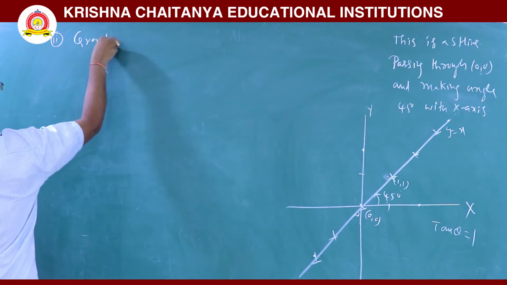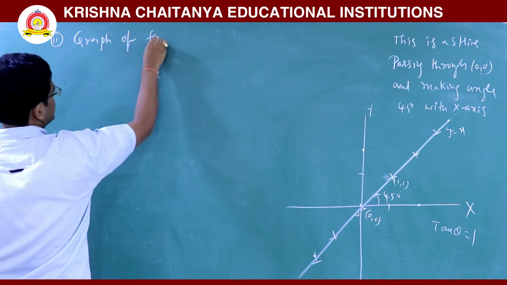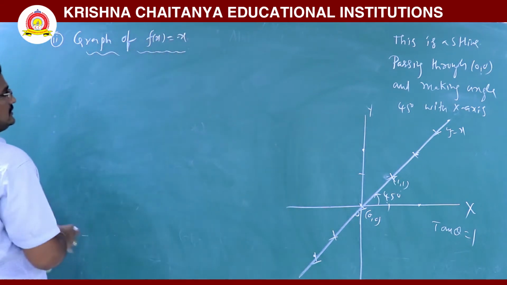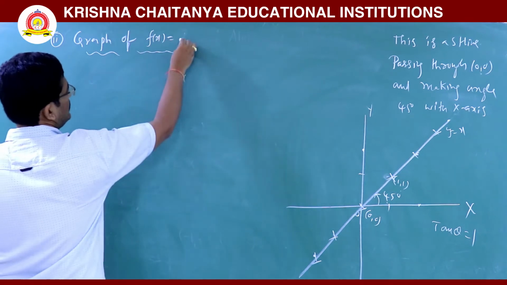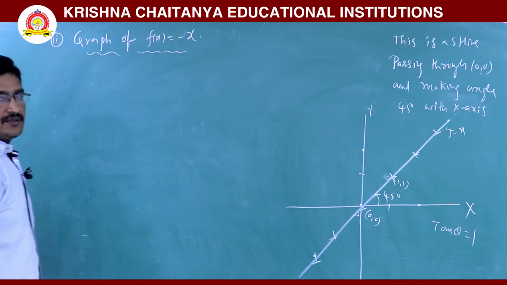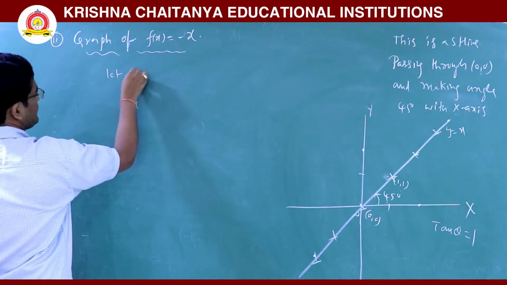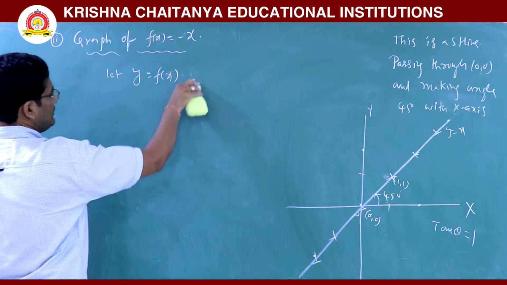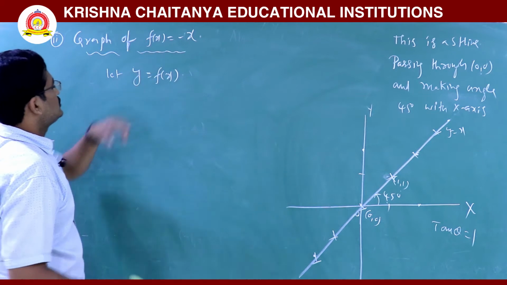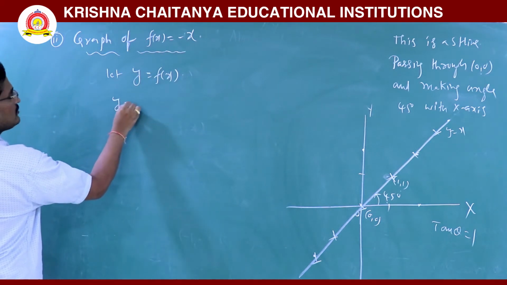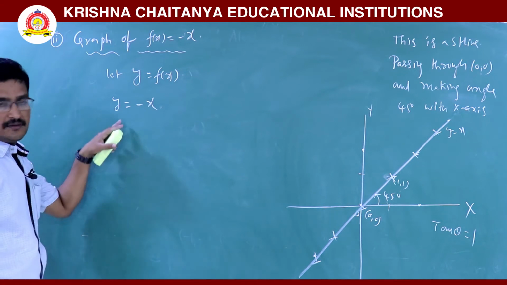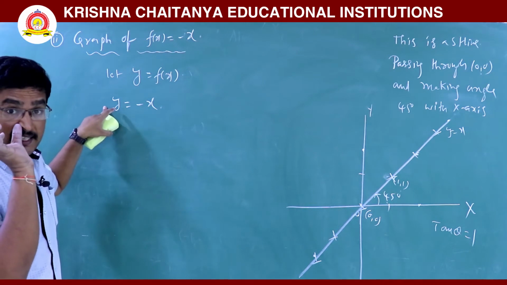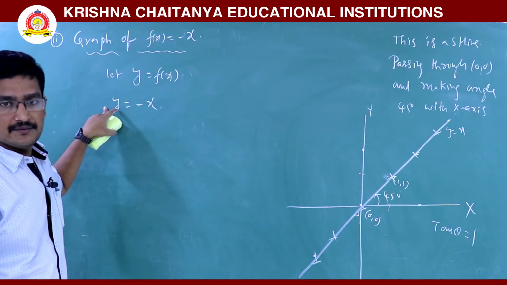The graph of f of x equals minus x. The previous graph tells about f of x equals x. This one tells about f of x equals minus x. So let y equal f of x. Then automatically y is equal to minus x. If I take y equal to f of x, then that should be written as y equals minus x. So this is a straight line. It can also be written as x plus y equal to 0. If you take minus x to the left side, then it is x plus y equal to 0. It is a straight line.